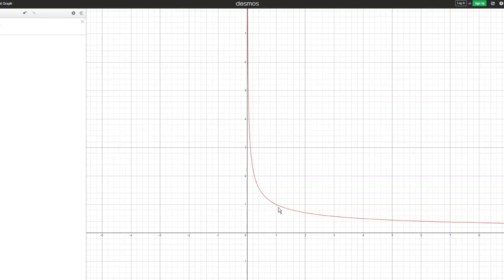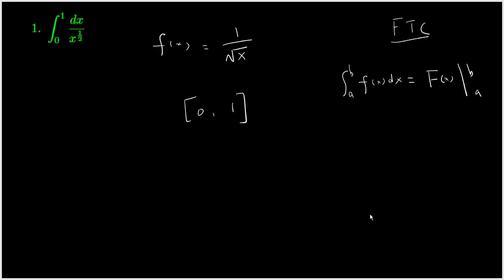In most cases, the function is undefined at one of the two endpoints. In this case, the function 1 over square root of x is undefined at 0, right? And it's continuous everywhere else. I'm trying to say, in this case, this function is continuous on the interval from 0 to 1. If 0 is not included, I'm using round brackets here, right?